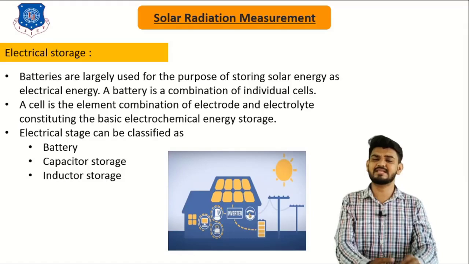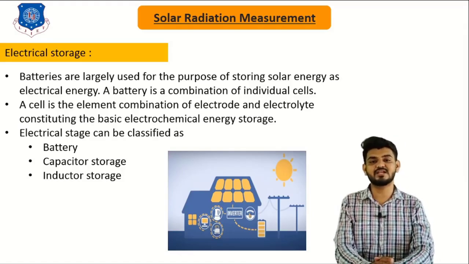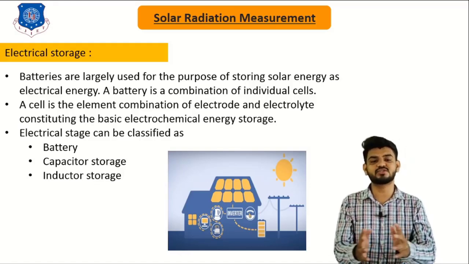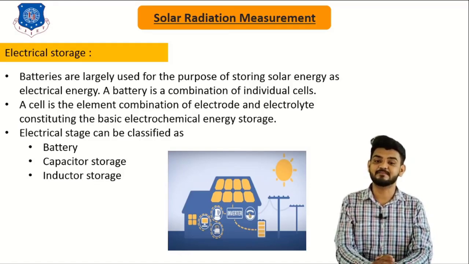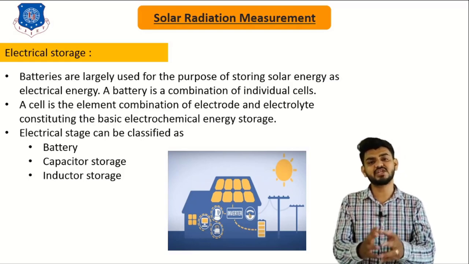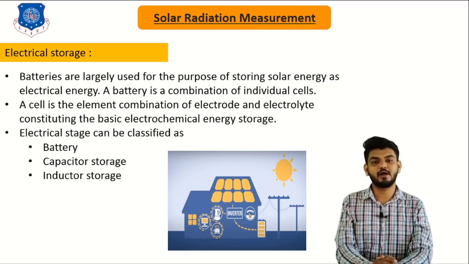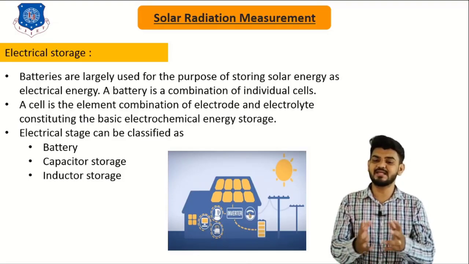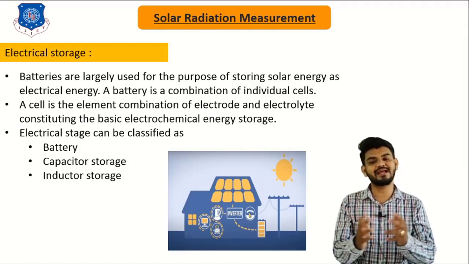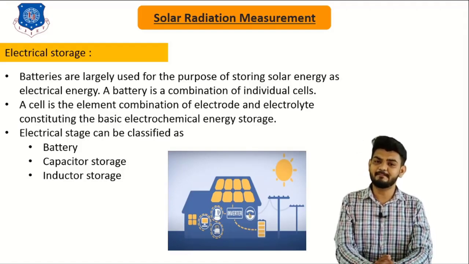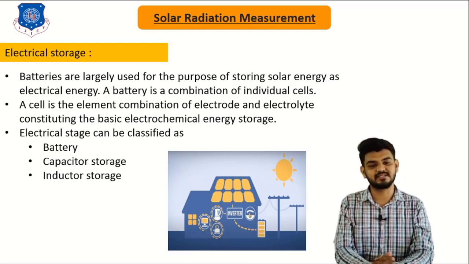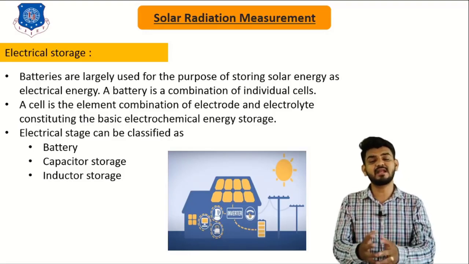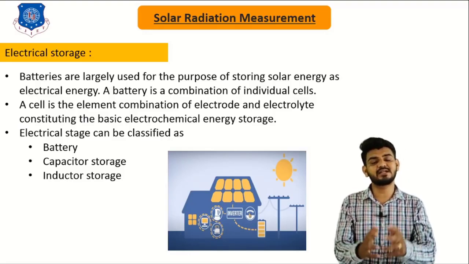Now let's move to the next type of storage device, and that is electrical storage. Well, batteries are largely used for the purpose of storing solar energy as electrical energy. A battery is the combination of individual cells, and a cell is nothing but the combination of electrode and electrolyte material, which is combinedly known as electrochemical energy. Electrical storage can be classified as battery, capacitor and inductor storage.